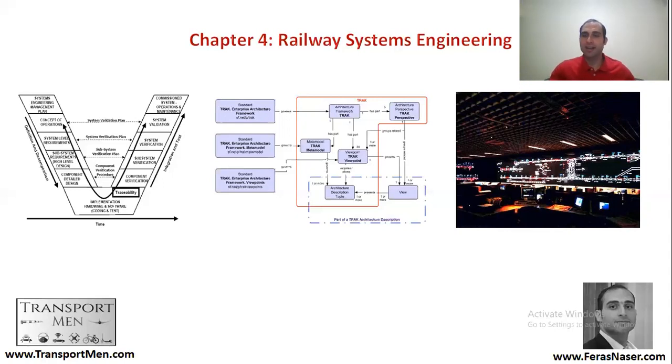The third one is like a control room where people look at the screen and use different systems and really interact with them. They interact with the signaling system, they interact with the passenger information system maybe, and they interact with other systems. And this is where you see the human element. This is where the human, as a system, has to interact with different systems, and he's the controller. So systems engineering is a very, very interesting discipline.